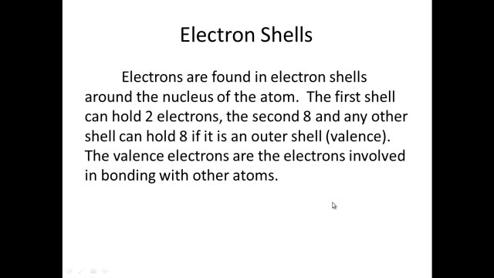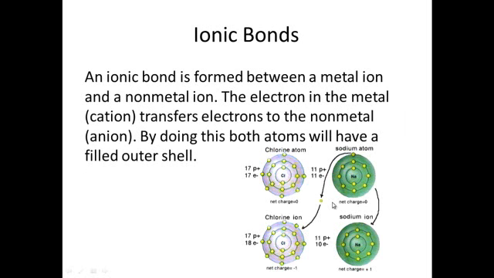Okay, outer shell electrons have a special name. They're called valence electrons because those will be the ones that are going to be involved in bonding with other atoms. There are several types of bonds we're going to talk about. The first one are called ionic bonds.